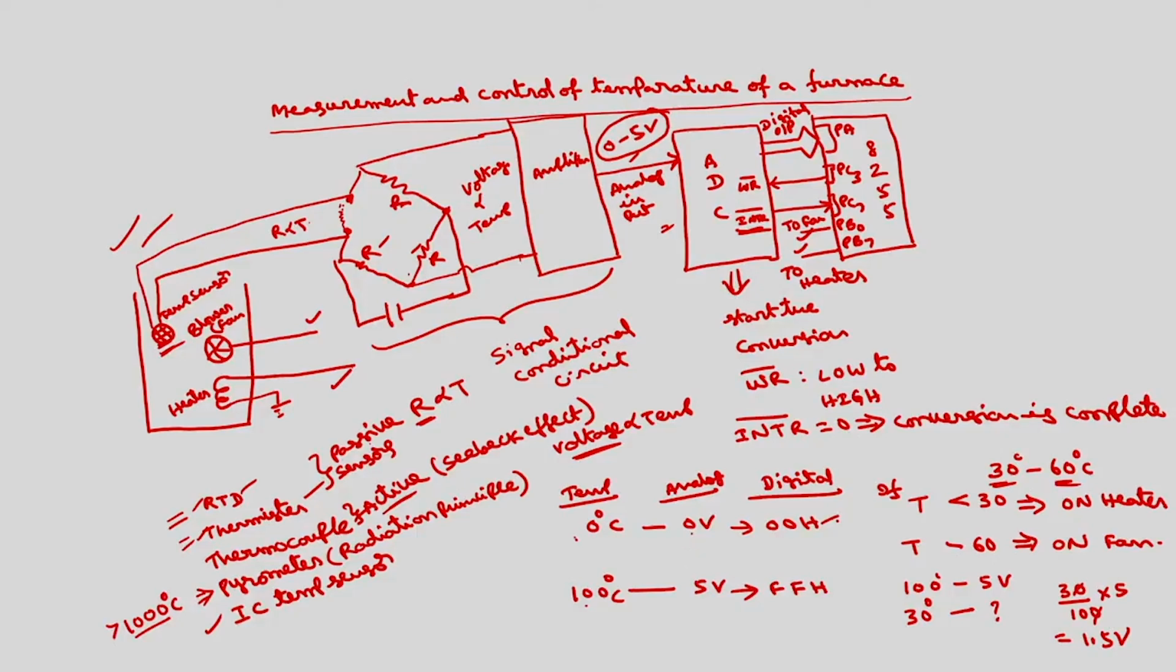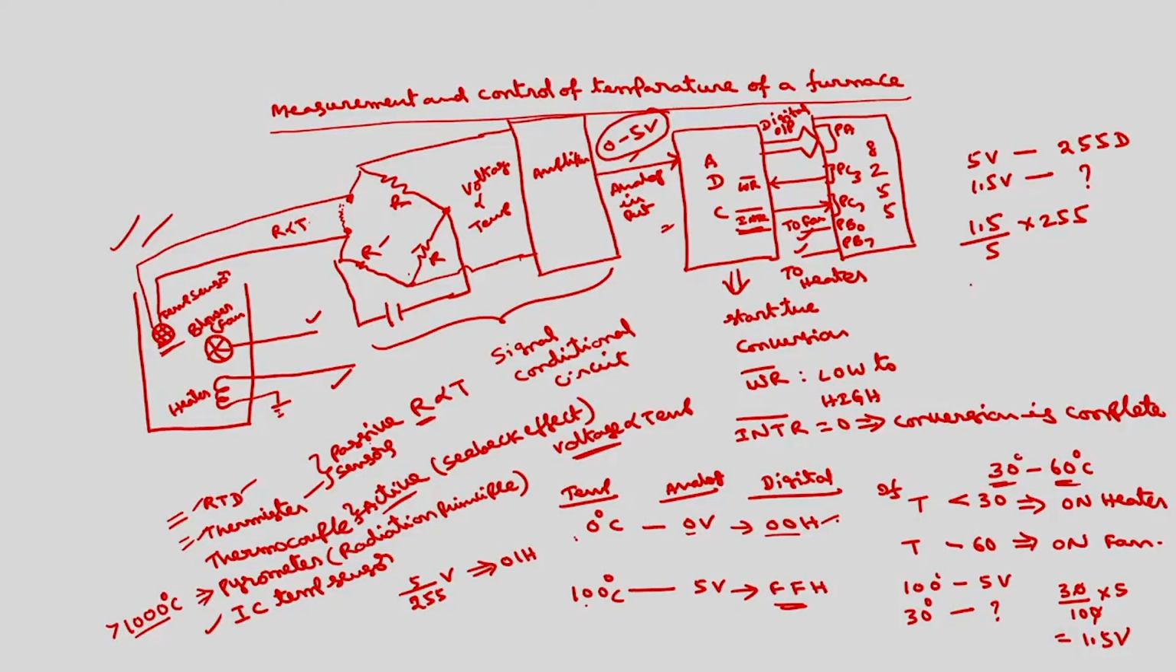So 1.5 volts corresponds to what digital value? As I have discussed, to go from 00H to 01H is 5 volts by 255, so 5 by 255 volts corresponds to 01H. Otherwise, 5 volts corresponds to FFH, that is 255 in decimal. I take the decimal value first, and later I will convert into hexadecimal. So 5 volts corresponds to 255 decimal, and 1.5 corresponds to 1.5 divided by 5 into 255.